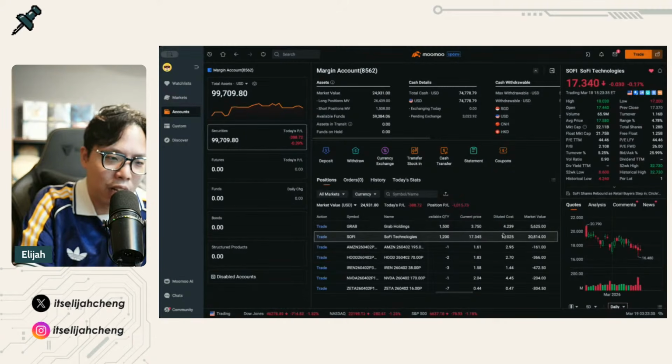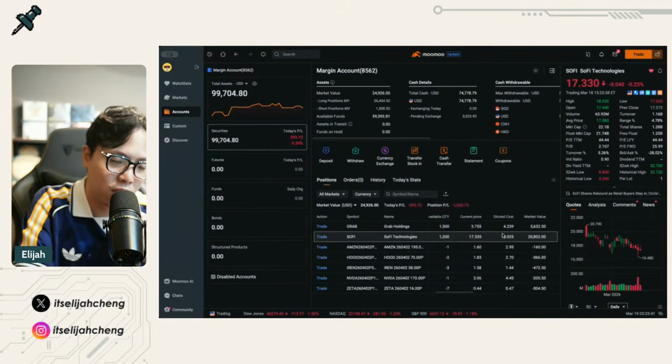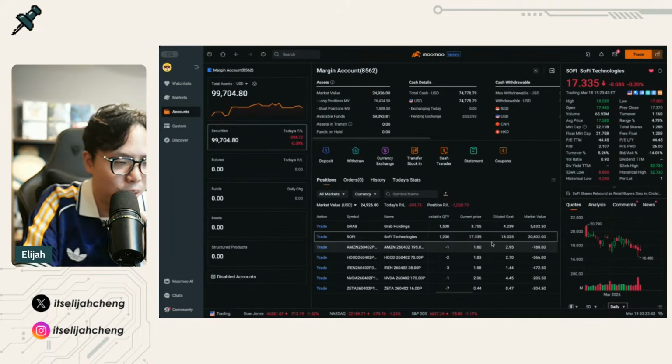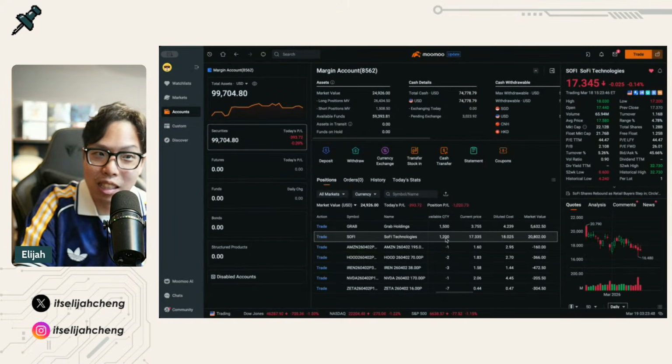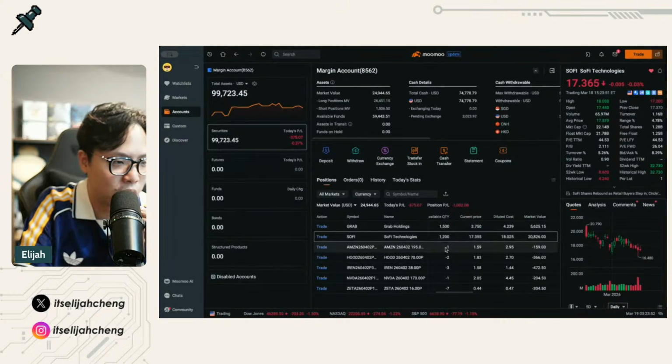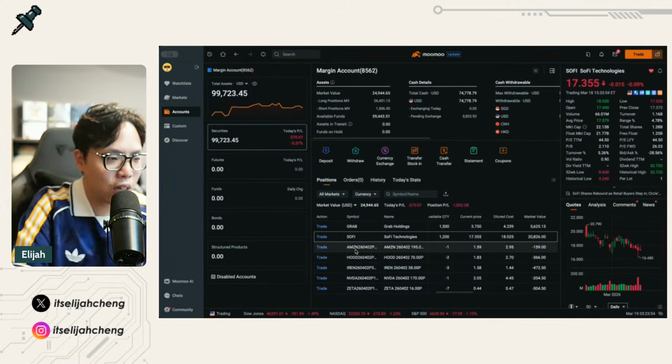And right now, the diluted cost is around $18.02. I'm so tempted to just buy another 100 shares to lower the diluted cost down below $18. But then after that, we'll have 1,300 shares, and I don't like the number 13. So it's just never ending with the OCD. So you know what? I'll keep it as it is for now.